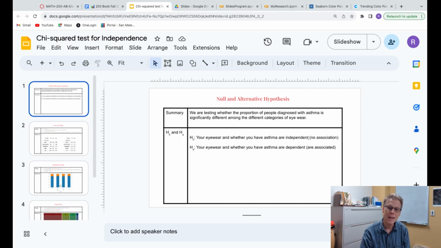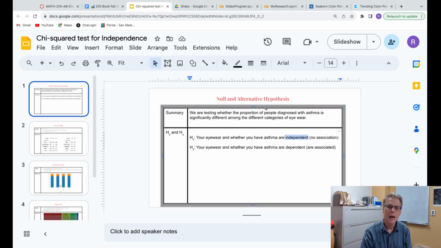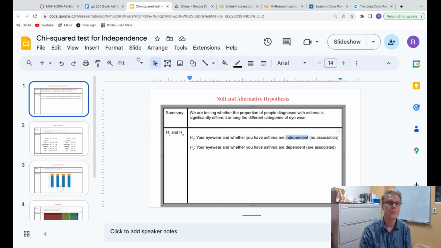The way it's talked about in the chi-squared is that your two variables are independent, that they don't depend on each other, is another way to think of that. So they're dependent, that's going to be the alternative hypothesis, but the null hypothesis is not. They're independent, nothing to do with each other, no association.